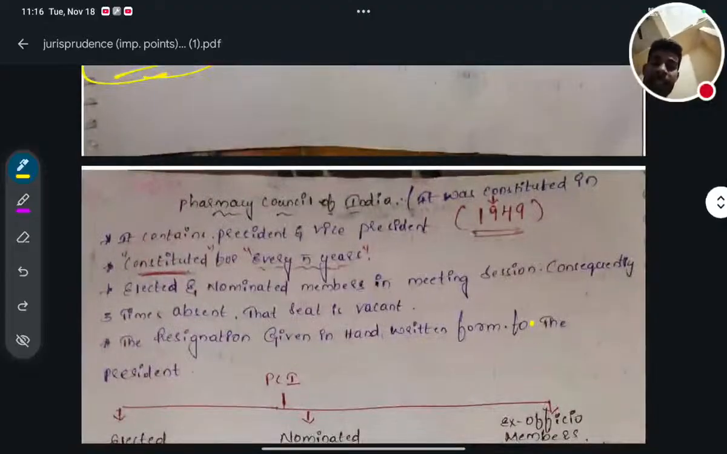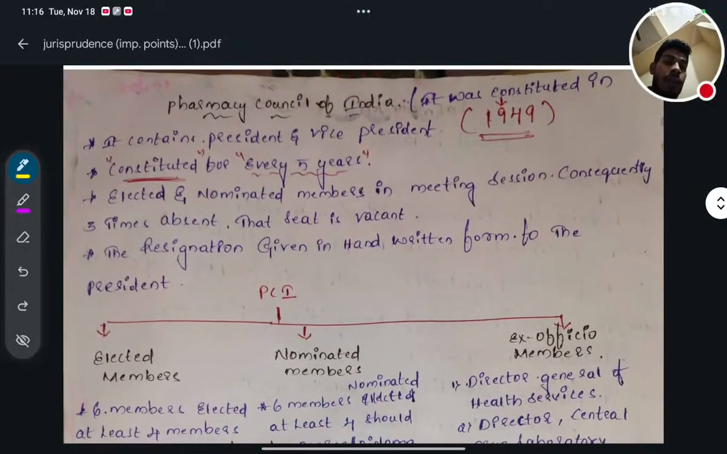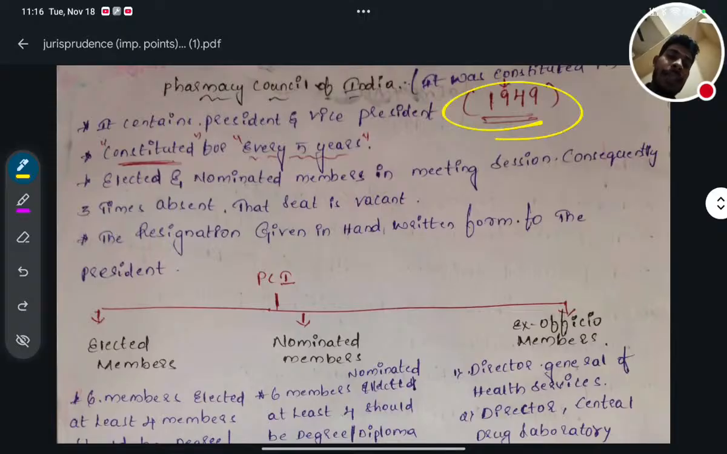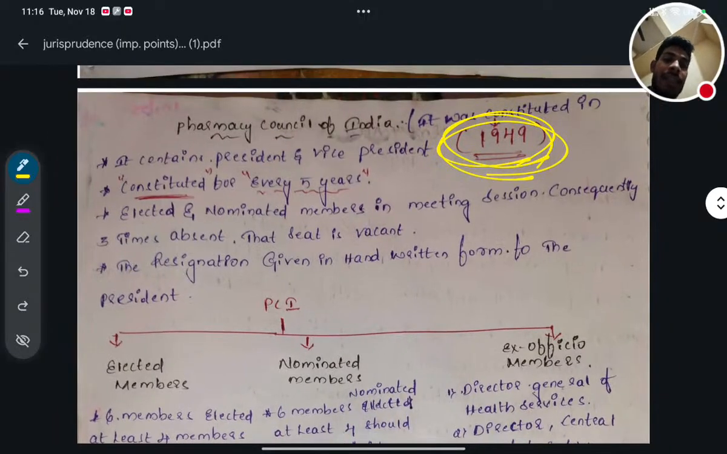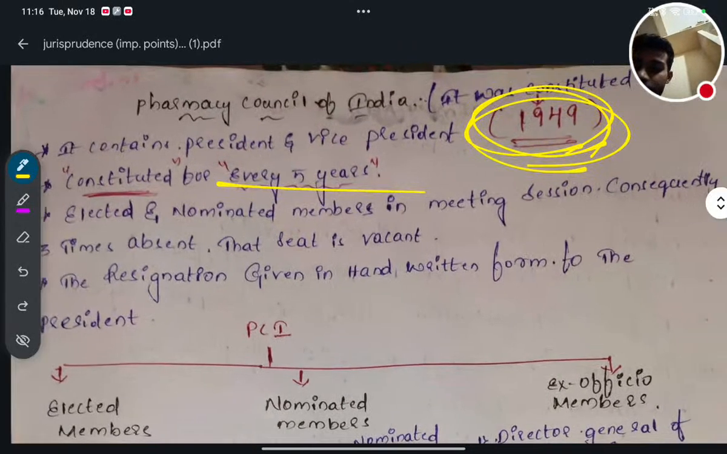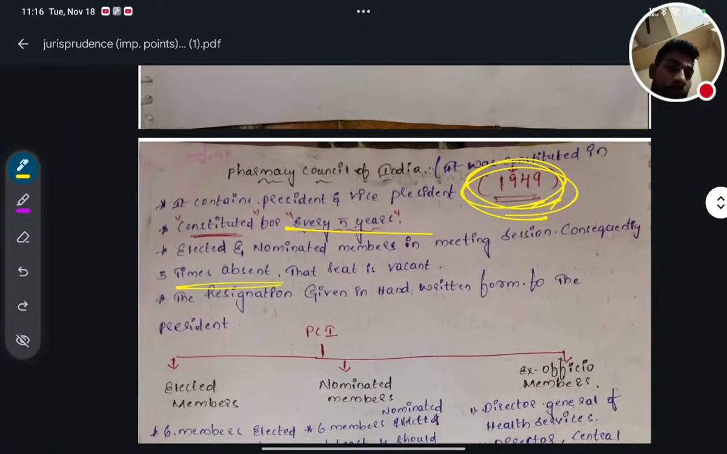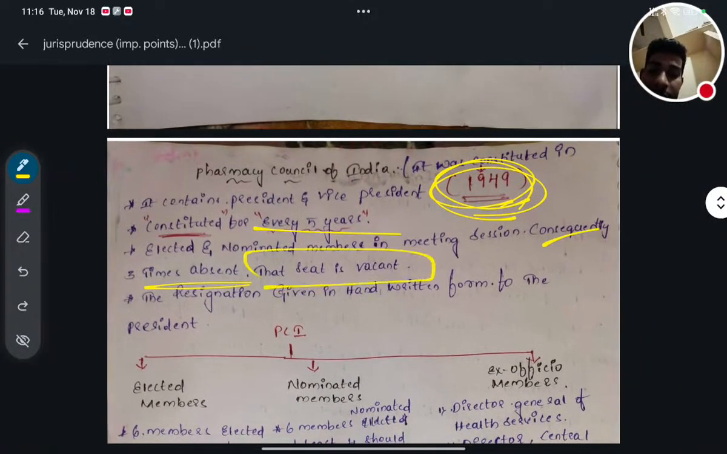Okay. Next, the Pharmacy Council of India. It was constituted in 1949. This is important, in 1949. It contains the president and vice president, constituted for every 5 years. Elected and nominated members: if absent in the meeting session consecutively 3 times, that seat is vacant. They can ask this simply. So this is important, you have to remember: 3 times absent consecutively, the seat is vacant.